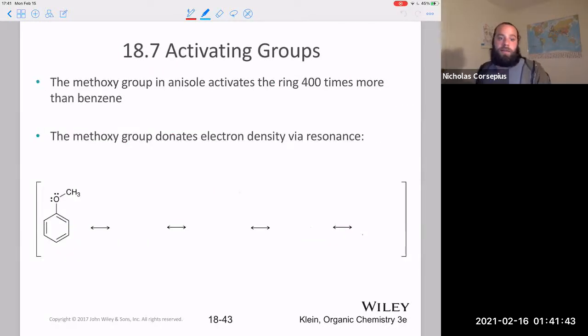This is anisole. So we have this methoxy group. Turns out that anisole is way more reactive in electrophilic aromatic substitution reactions than benzene, 400 times more. And it's because the methoxy can donate electrons to this ring through resonance. So what do I mean by that? This pair of electrons can come down, and then that will put a negative charge on that. So these are basically just all these different resonance contributors I can draw.